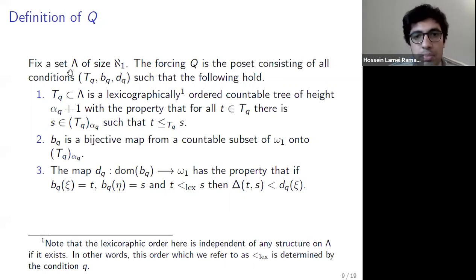The second part of the condition, BQ, is a bijective map from a countable subset of omega 1 onto the last level of TQ. So far, the conditions of Q are very similar to the very well-known forcing that creates a Kurepa tree. If we forget about DQ and we substitute omega 1 by omega 2 and we assume CH, then this poset is going to create a Kurepa tree. But DQ is going to play an essential role. Let's see what DQ is.